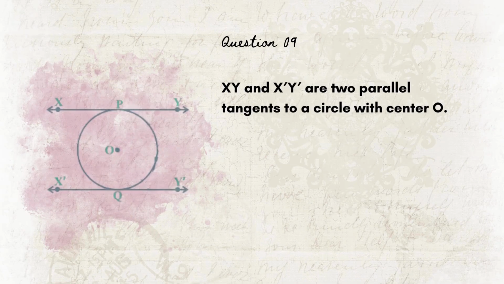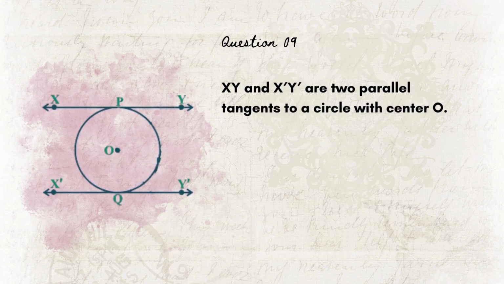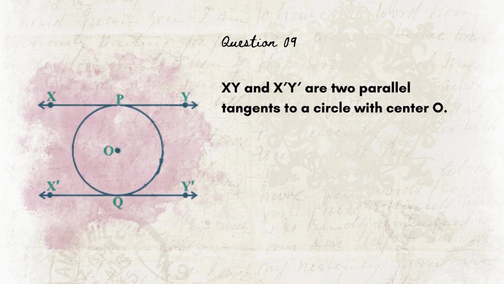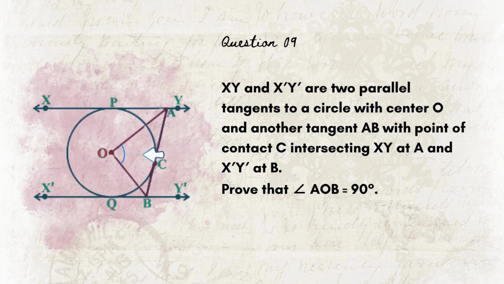Question 9. XY and X dash Y dash are two parallel tangents to a circle with center O, and another tangent AB with point of contact C intersecting XY at A and X dash Y dash at B. Prove that angle AOB is equal to 90 degrees.